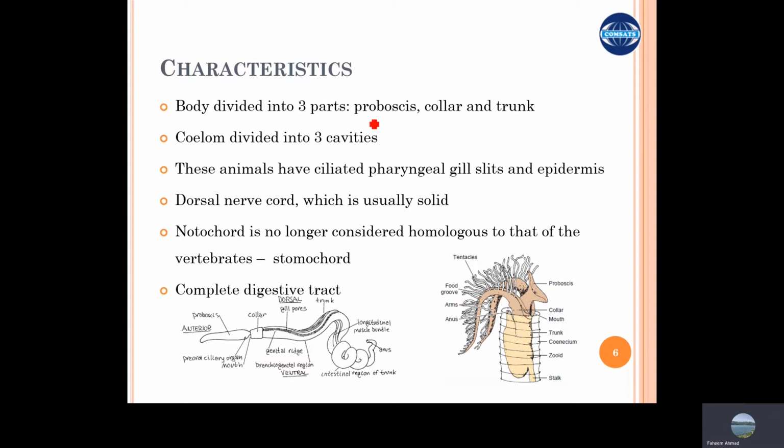Since the body is divided into three parts: the proboscis, collar, and the trunk, the body cavity or coelom is again divided into cavities. The one is the proboscis cavity. Second, the animals have the pharyngeal slits which are lined with hair structures, and here the water, the active movement of the animals.